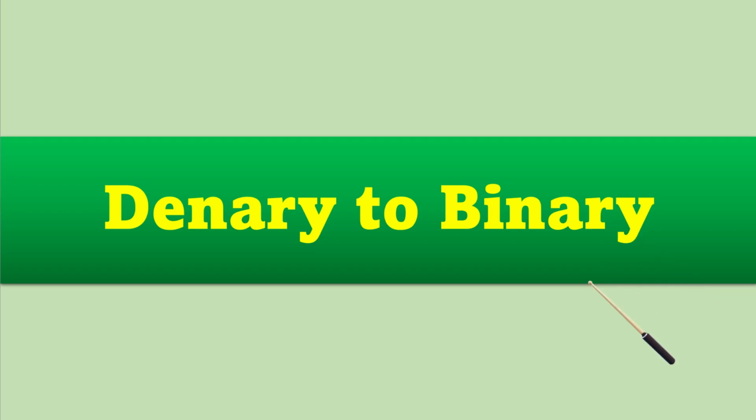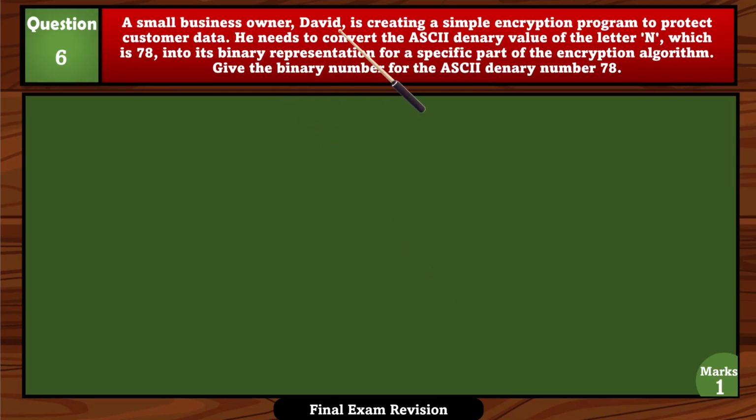Next topic is Denary to binary. Okay. A small business owner, David, is creating a simple encryption program to protect customers' data. He needs to convert the ASCII Denary value of the letter N, which is 78, into the binary representation for a specific part of the encryption algorithm. Give the binary number for the ASCII Denary number 78.